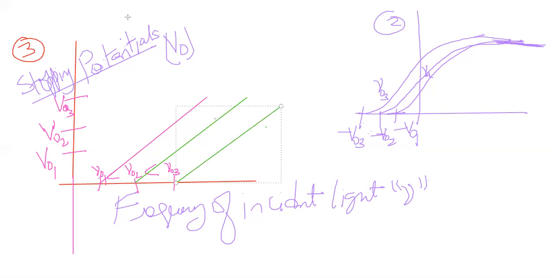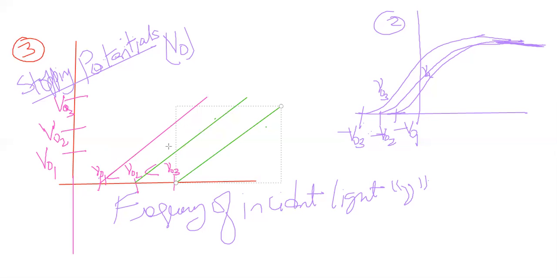You get straight lines like this. And what are these straight lines representing? These straight lines are representing the direct proportionality between stopping potential and frequency. These are directly representing the relation that stopping potential on the y-axis and frequency are directly proportional.